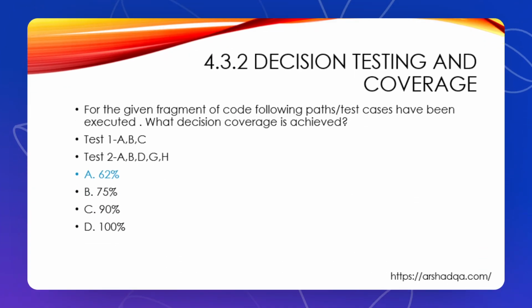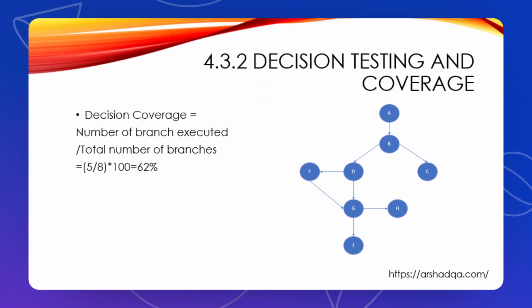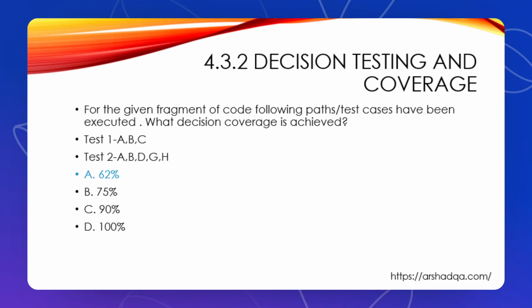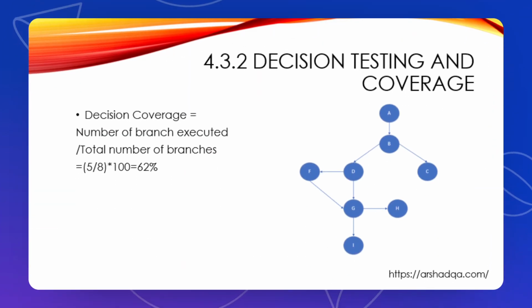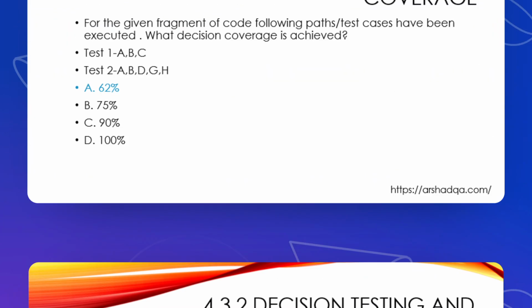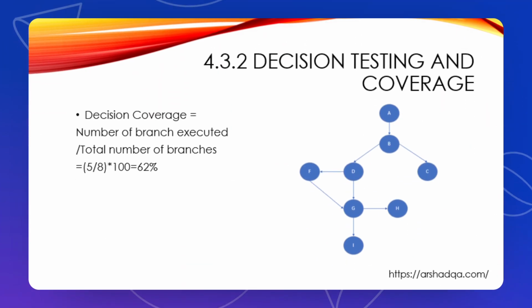Let's see this example. For the given fragment of code, the following path test cases have been executed. What decision coverage is achieved? In this case, the answer is 62%. How is this correct? In test 1 we have A, B, C. In test 2 we have A, B, D, G, H. So you can see the number of branches executed in this case was 5. We have 5 out of 8. The total number of branches is 8, and the executed ones are 5. So 5 over 8 into 100 is 62%. So the correct answer is 62%.